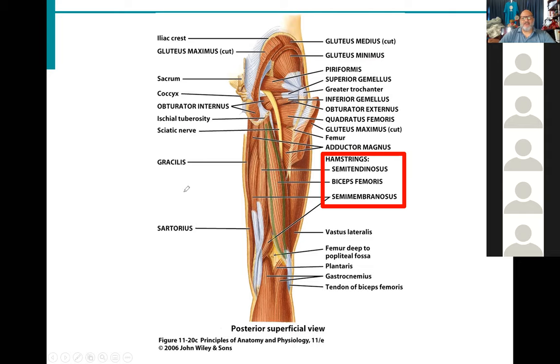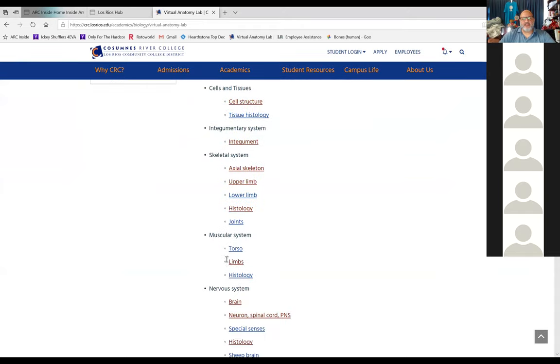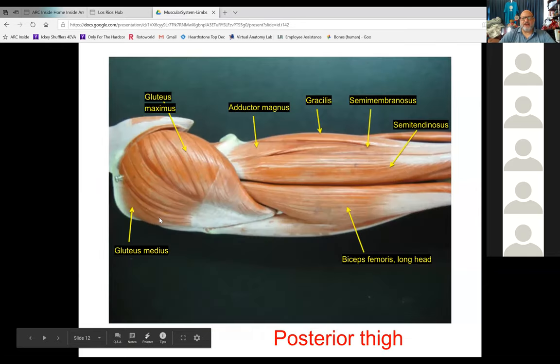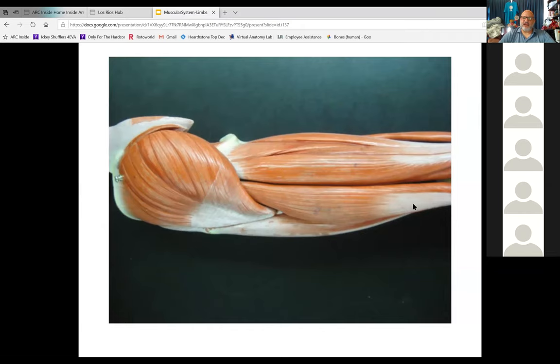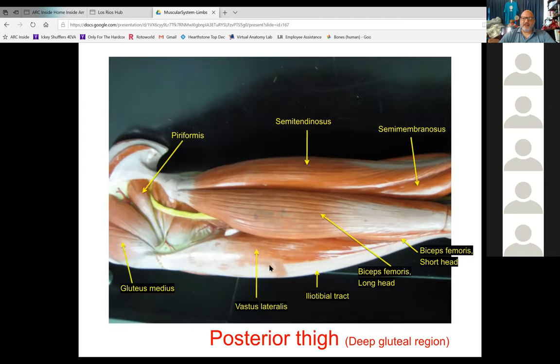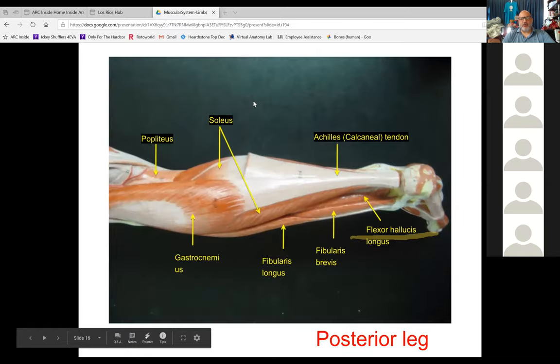Now, luckily, we have other ways of seeing this than the picture in the textbook. So let's go back to our Cosumnes River College's virtual anatomy lab. And if we go to the limbs of the muscular system and we work our way down to the leg, there we go. Excellent. Here on the posterior side, notice we see that long head of the biceps femoris. Again, here we see that long head. And notice again, just the teeniest bit of this muscle sneaking out from underneath here is the short head of the biceps femoris. When that long head is there, we don't really see it very well.